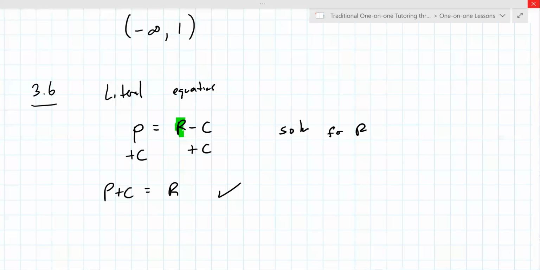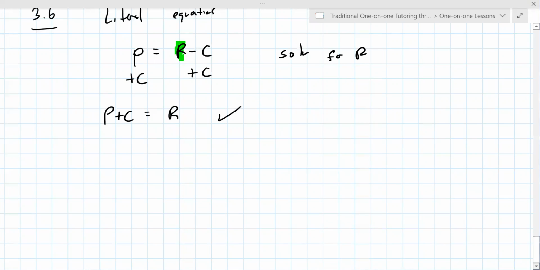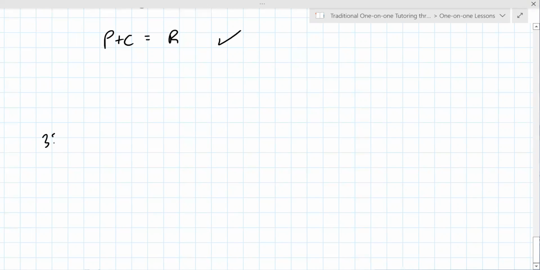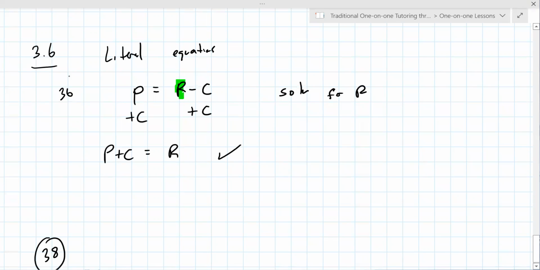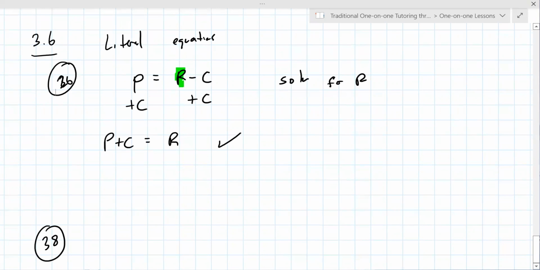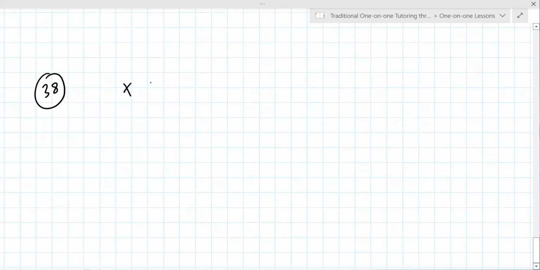Maybe just because there's no numbers, you're wondering how you even know if this is right. Good question. You just have to believe that you've done the work correctly, and you did in this example of 26. All right, for 38, it's x equals minus b over 2a, and you're solving for a.